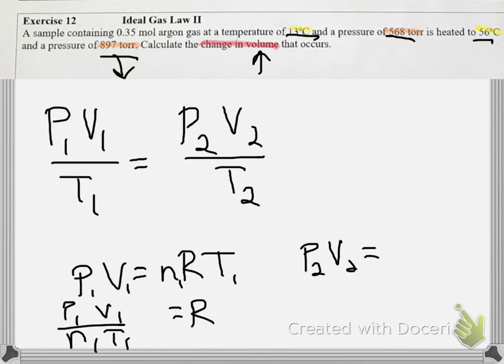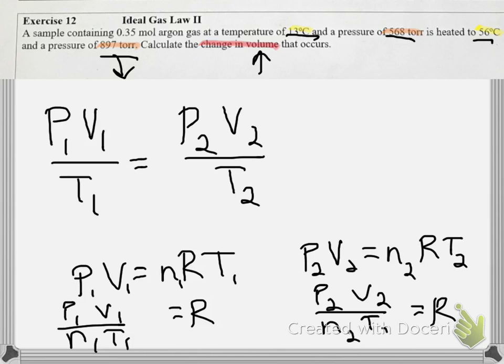Okay, so if I have the same ideal gas law, but for the after it changes, then I would have P2V2 equals N2RT2. So this is after it changes. These are all my after I heat. This is my pressure, volume, moles, and temperature after I heat. So again, if I solve for R, I would have P2V2 over N2T2. Okay? And I want you to notice, I have R here and I have R here. That is a constant. They are equal to each other, which means that these two equations also are equal to each other.